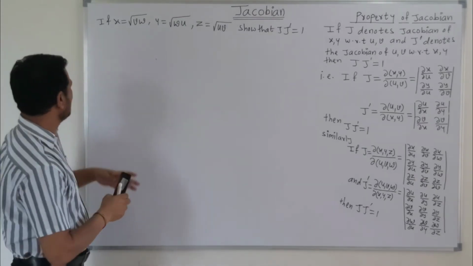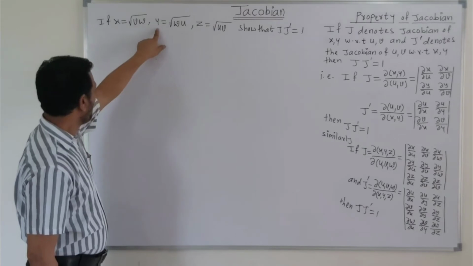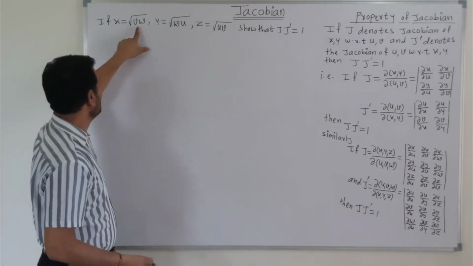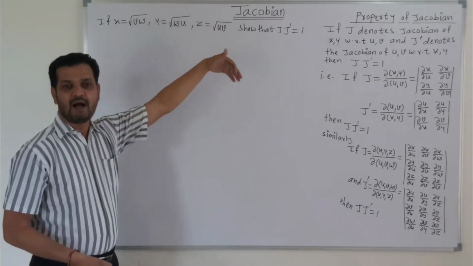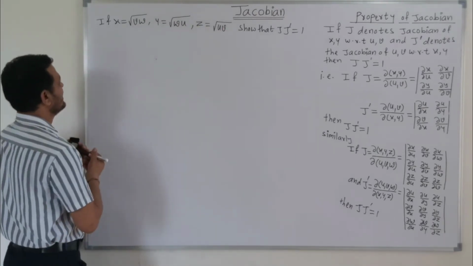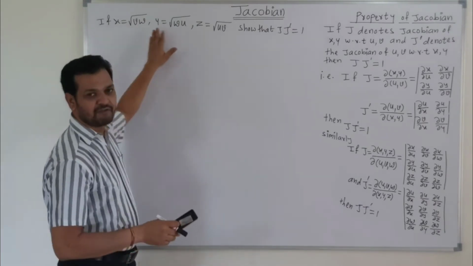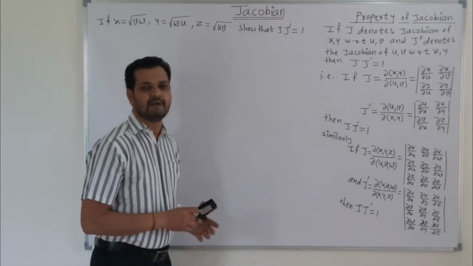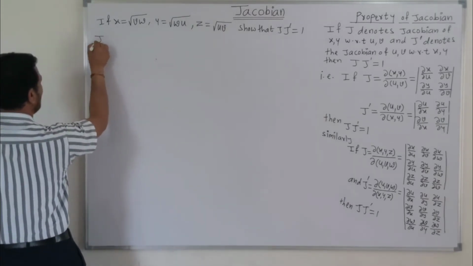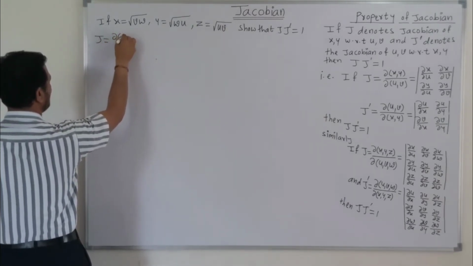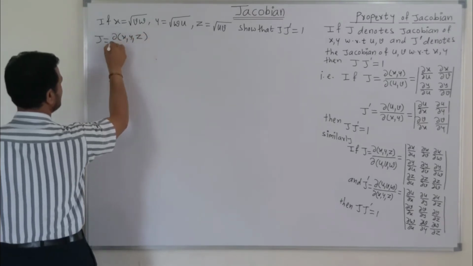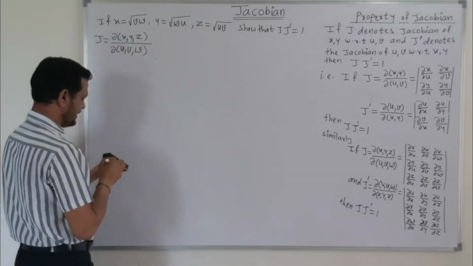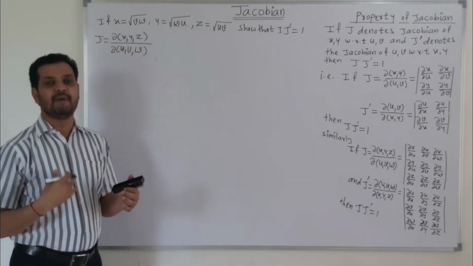Now friends, please try to understand that x, y and z are dependent variables, and u, v and w are independent variables. So the given question is in terms of 3 independent variables, so we will apply these concepts for 3 independent variables. Now let's denote the value of j. So j stands for the Jacobian of x, y, z with respect to u, v, w. This is the example with 3 independent variables.